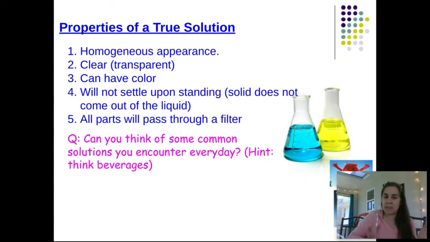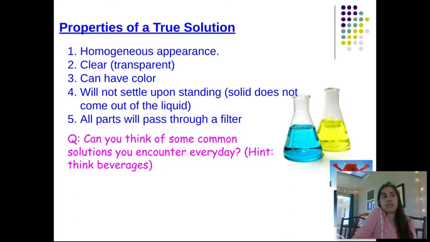Can you think of some common things that you might encounter every day that are solutions? Think about things that you might drink. So, soda. If you make yourself iced tea, I made myself iced tea yesterday, like just the powdered mix. Real iced tea, just using a tea bag. Right? Salt water, sugar water, coffee. These are all examples of solutions that you can encounter every day.